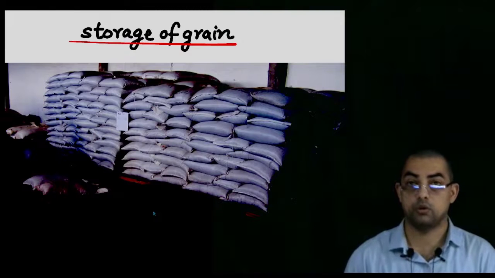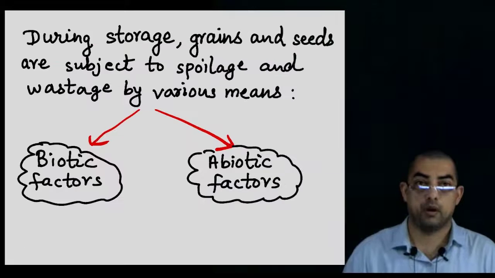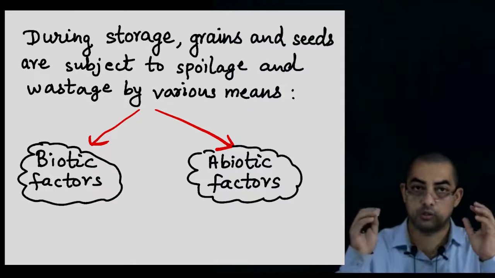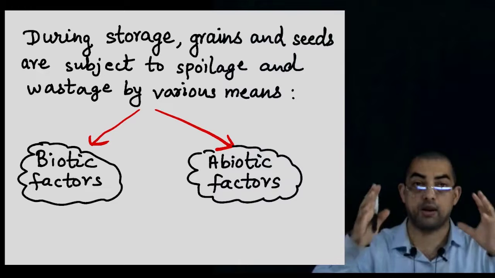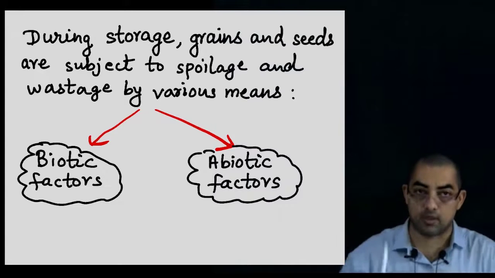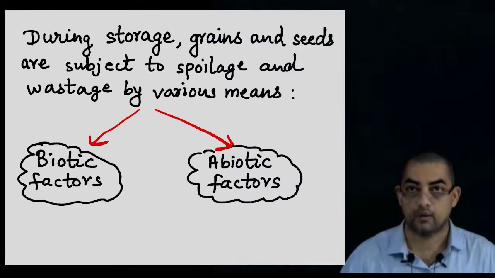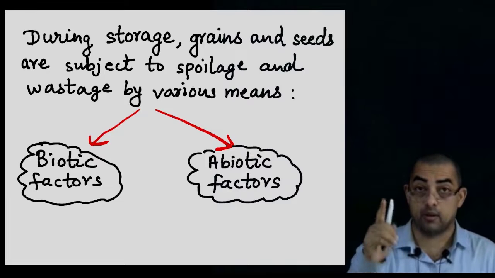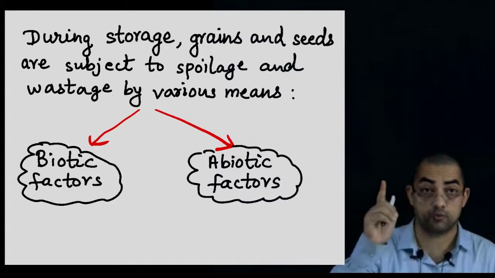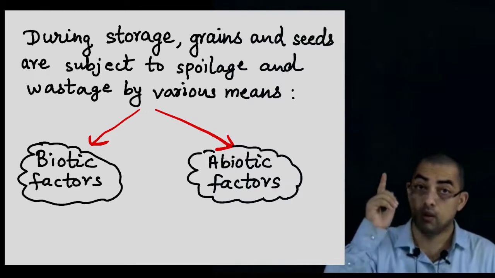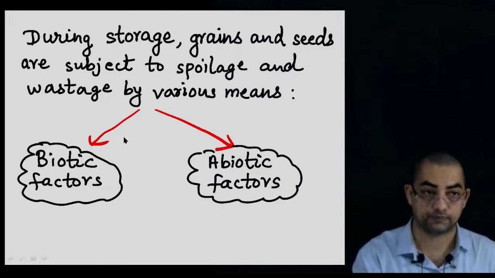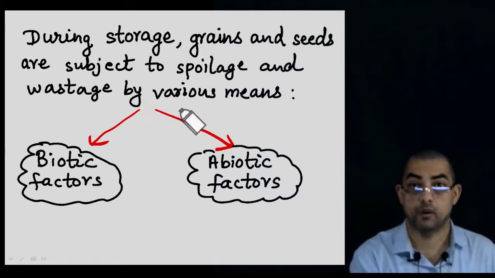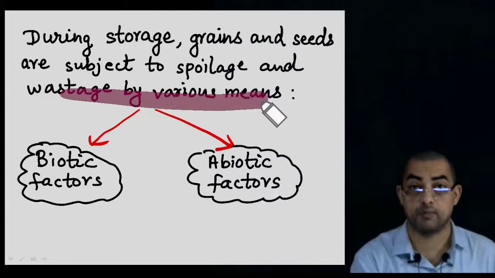Let us talk about the storage of grains now. Say, for example, you have sprayed the pesticide, you have taken great care during the growth of the crop, and now you have harvested the crop. Now you have to keep these grains somewhere, right? During storage, remember, grains and seeds are subject to spoilage. There can be lots of wastage during the storage phase of the seeds.